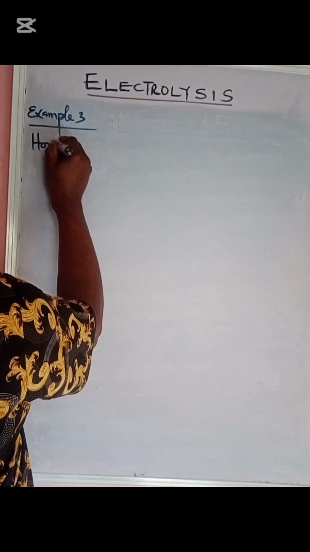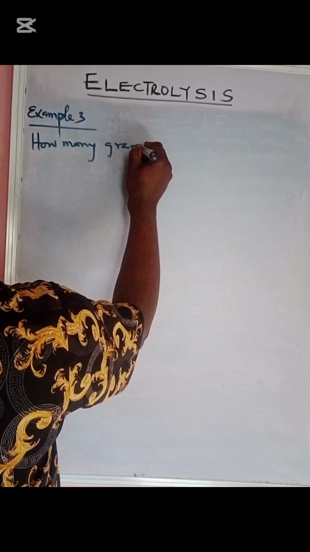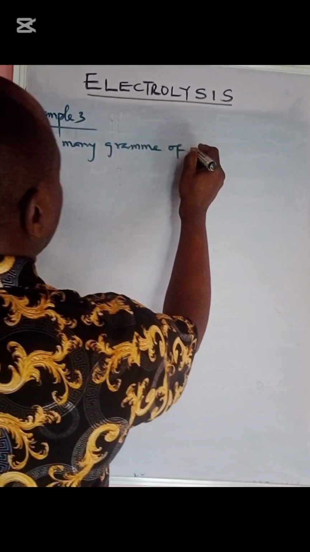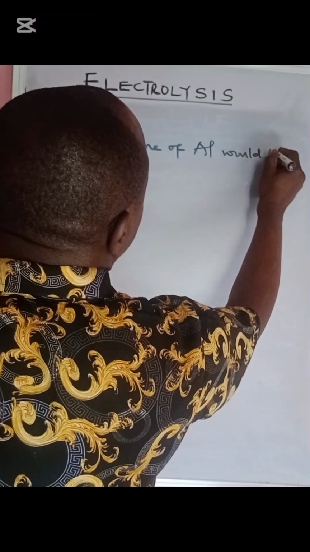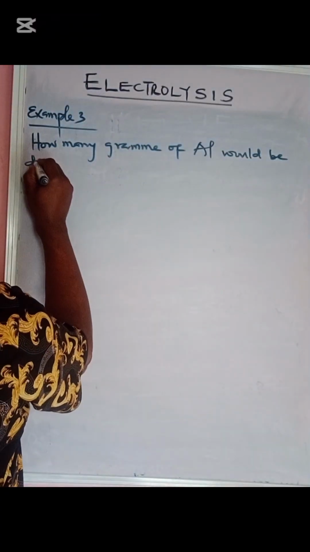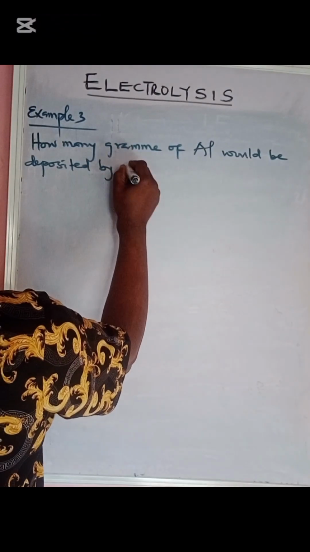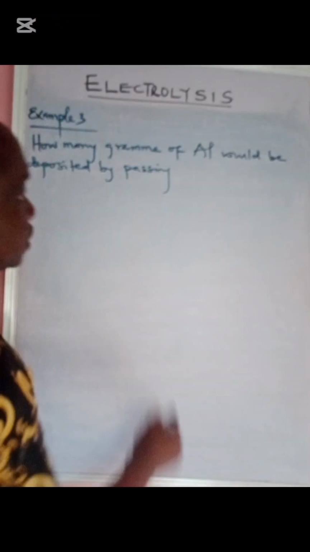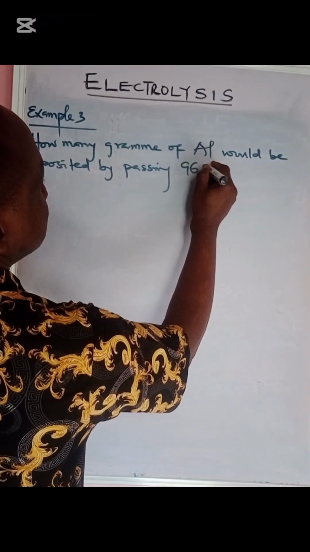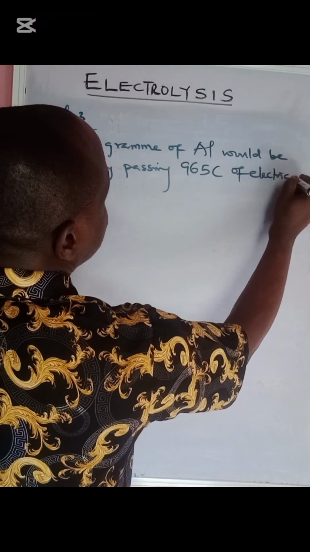How many grams of aluminium will be deposited by passing 965 coulomb of electricity?